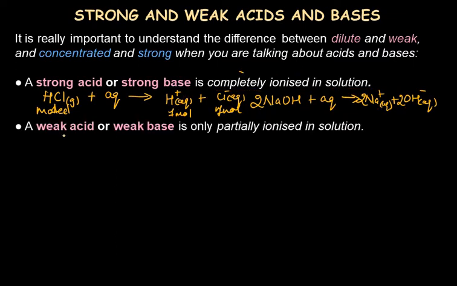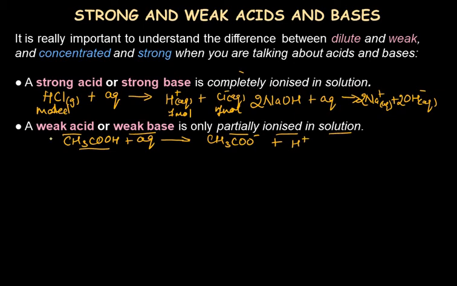Now suppose if we have a weak acid or a weak base, then these solutions in aqueous form will be partially ionized in the solution form. Partially ionized in the sense, say suppose we have ethanoic acid, which is a weak acid. Now if we say ethanoic acid in aqueous form, that is dissolved in water, then it's not going to fully ionize all the molecules into its ions. That is, we will get only few ions from the molecular form.